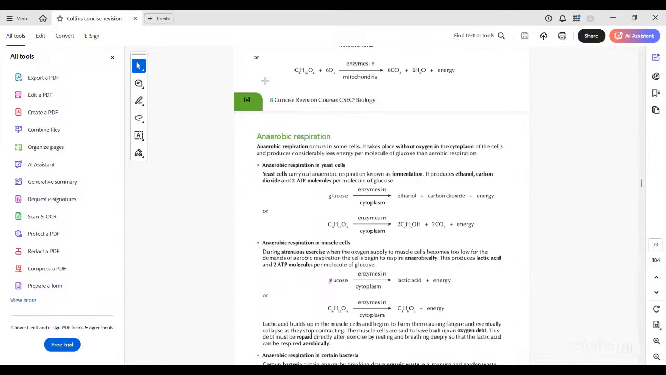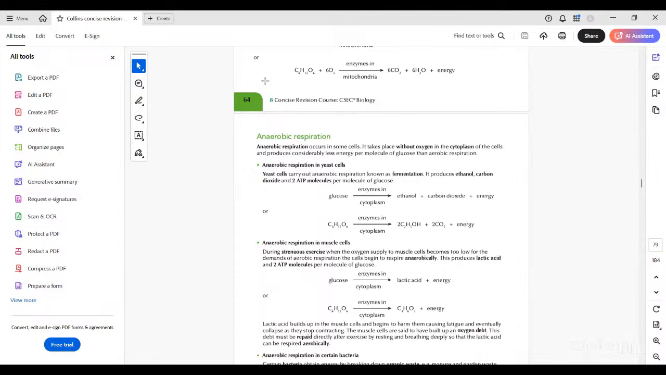The body uses oxygen to break down the food molecules, which are more than likely carbohydrates, to get glucose, which is sugar, and that sugar results in energy. Am I with you so far? Yes, sir. The people at the back, I'm speaking to you now. Am I with you so far?